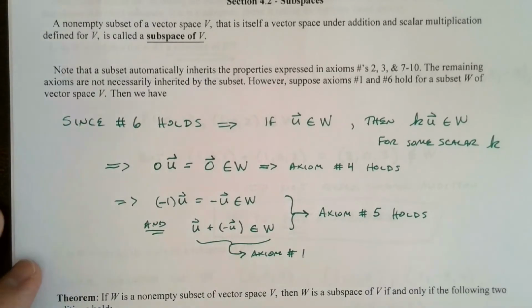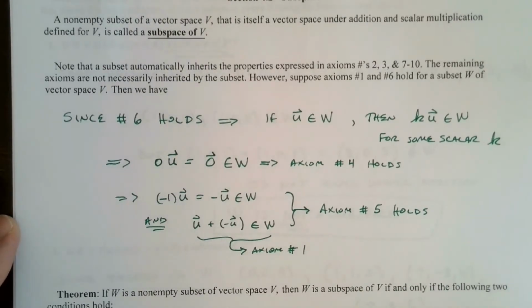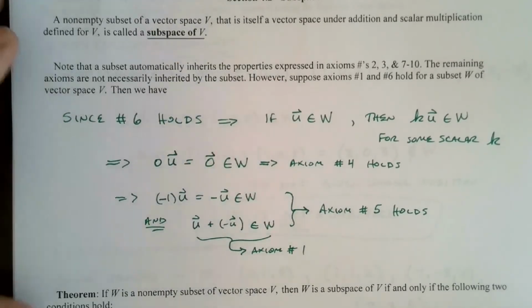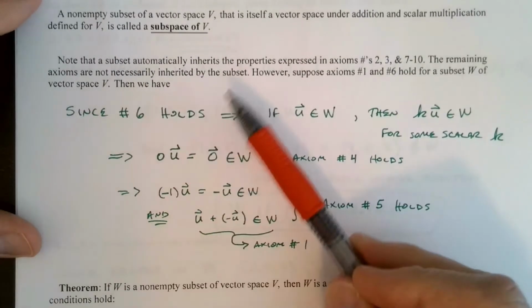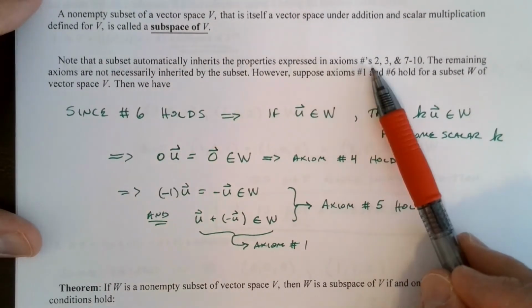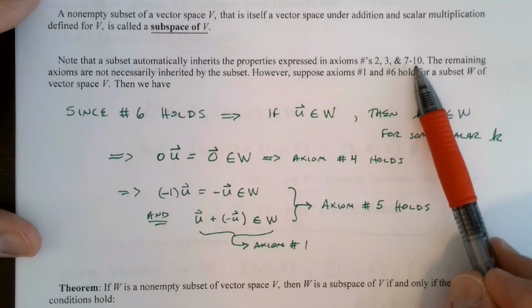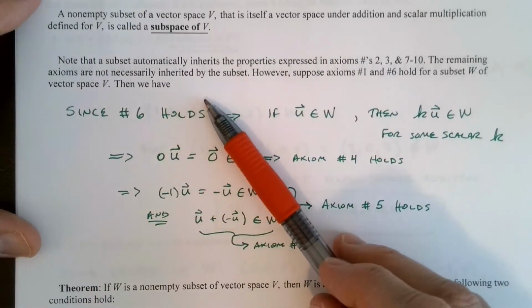What's more interesting, though, is, are there subsets that consist of vectors more than just the zero vector, but not all of the vectors in the vector space itself? Is that subset a subspace? And so, do we have to go through and check all 10 axioms? Well, if we have a subset, we automatically inherit several of the properties from the 10 axioms. Number 2, number 3, and 7 through 10 all hold. The remaining axioms, which are 1, 4, 5, and 6, are not necessarily inherited by the subset.